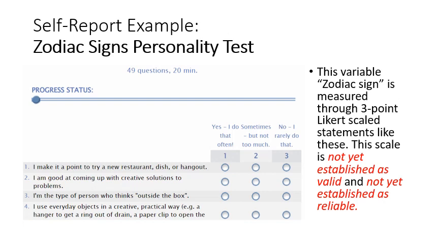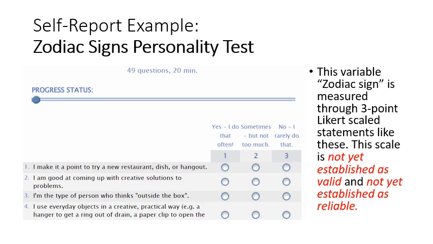And then this last example, we have the zodiac signs personality test, 49 questions, 29 minutes. And it has questions like these. I make it a point to try a new restaurant, dish, or hangout. And then the response options are yes, I do that often; sometimes, but not too much; or no, I rarely do that. I am good at coming up with creative solutions to problems. I'm the type of person who thinks outside the box. I use everyday objects in a creative, practical way. And so you can see the types of items on this scale.